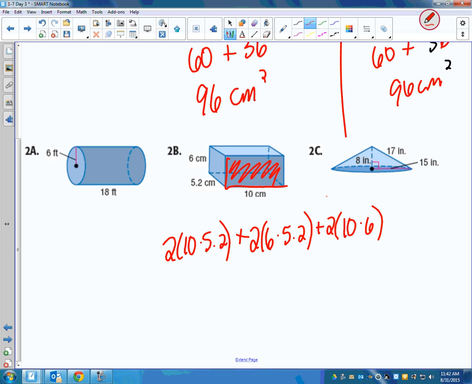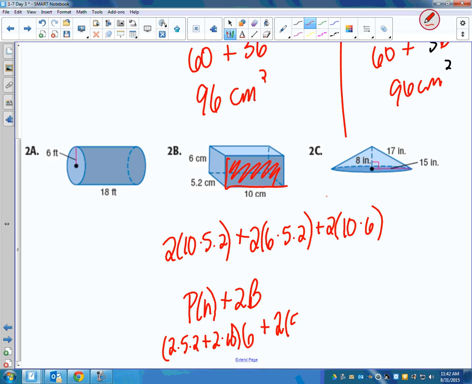You have to tell me what it was. The perimeter times the height plus 2 times the area of the base. Is that the formula I just gave you? Obviously. No, I just memorized it because we just wrote it. That's the only reason. I didn't have it memorized this morning when I came in here. And I just want to show you get the same answer. So the perimeter would be 2 times 5.2 plus 2 times 10 times the height, which is 6, plus 2 times 5.2 times 10. And you should get the same answer on both of these.